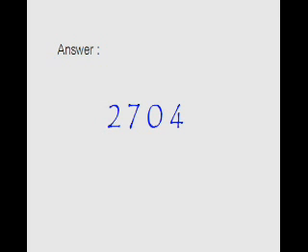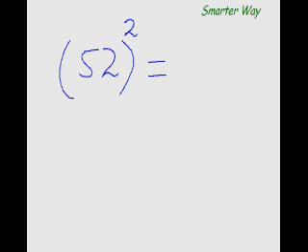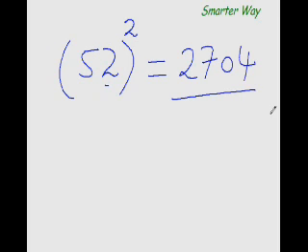After 4 minutes from now, you will be able to mentally calculate the square of any number between 30 to 70 in 5 seconds. So here goes the trick. Okay, so now let me do it the smarter way. So 25 plus 2 is 27 and square of 2 is 4, so 04. This is my answer. Could you understand that? Okay, so let me just explain it to you in more detailed manner.